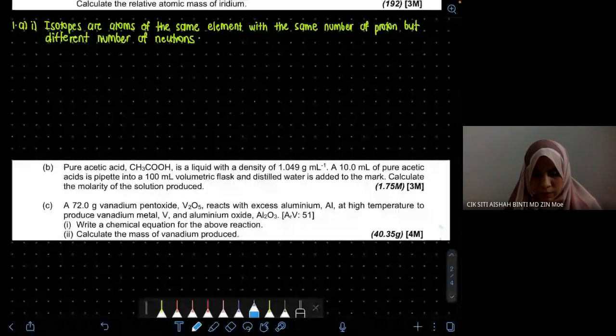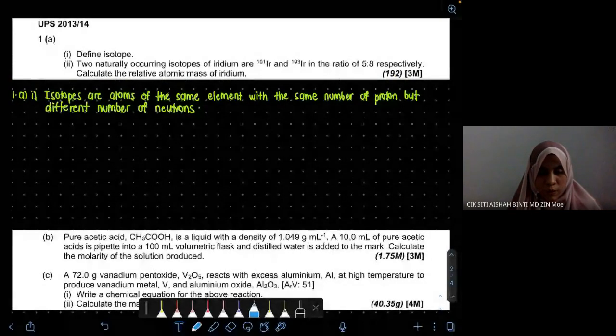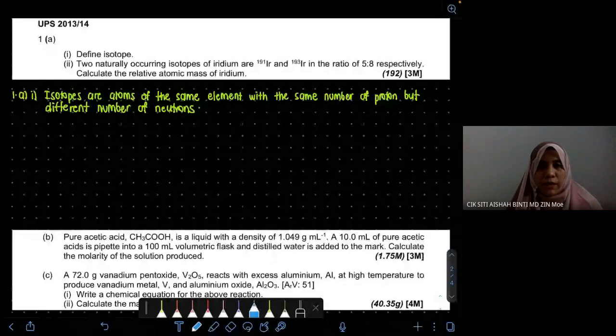Question 1 is to define isotope. This we have already covered, and the definition is in the notes itself. Isotopes are atoms of the same element with the same number of protons but different numbers of neutrons. So this is the definition.